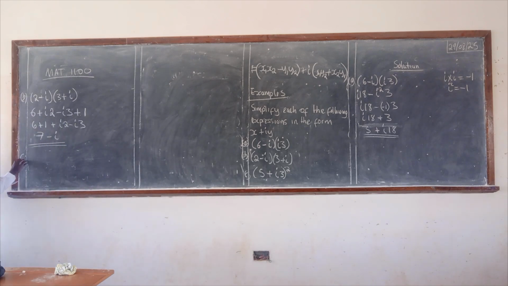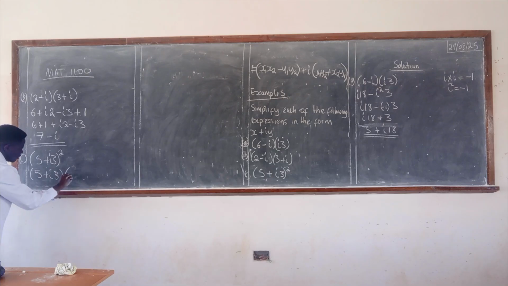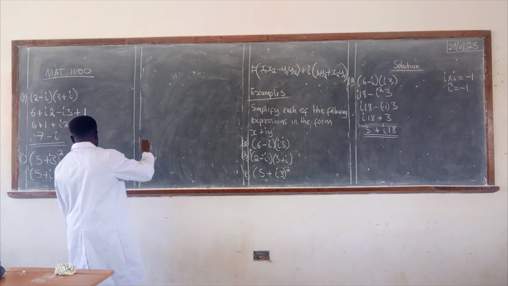So the last one, C, we have (5 + i3) squared. If you have an expression like this, this is the same as (5 + i3) multiplied by (5 + i3). So let us try and multiply that expression.